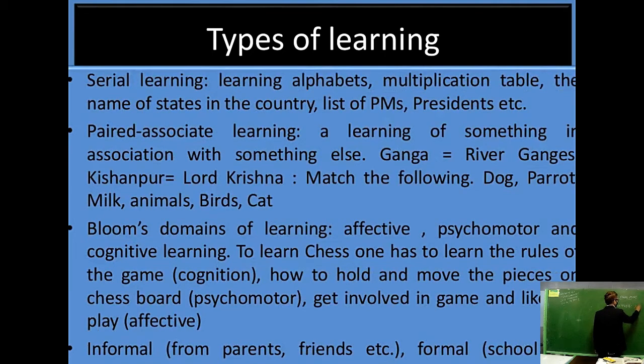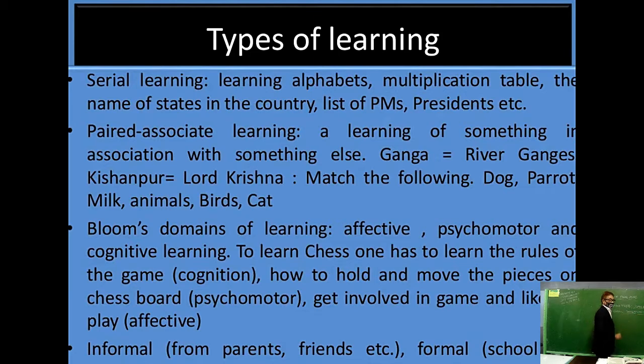Serial learning: learning alphabets, multiplication tables, the names of states, countries, lists of prime ministers, presidents, etc. Paired associate learning: learning of something in association with something else. Example: Ganga is River Ganges. Kishan is Lord Krishna. Match the following: dog, parrot, milk, animals, birds, cat.